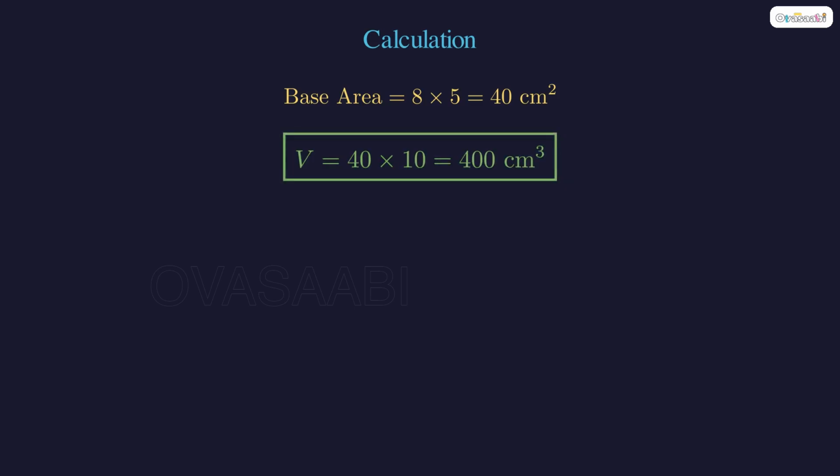Base area is 8 times 5 equals 40 square centimeters. Volume equals 40 times 10 equals 400 cubic centimeters. Always write units.